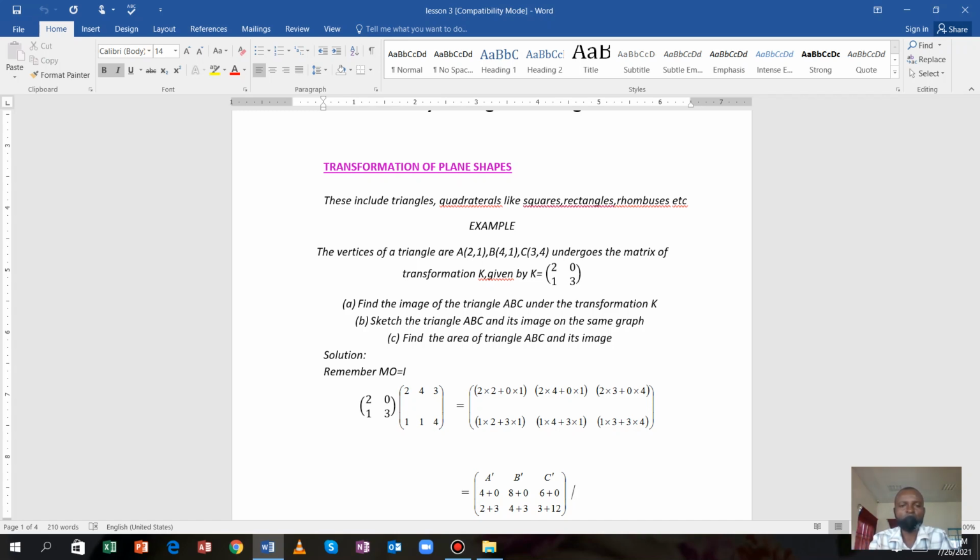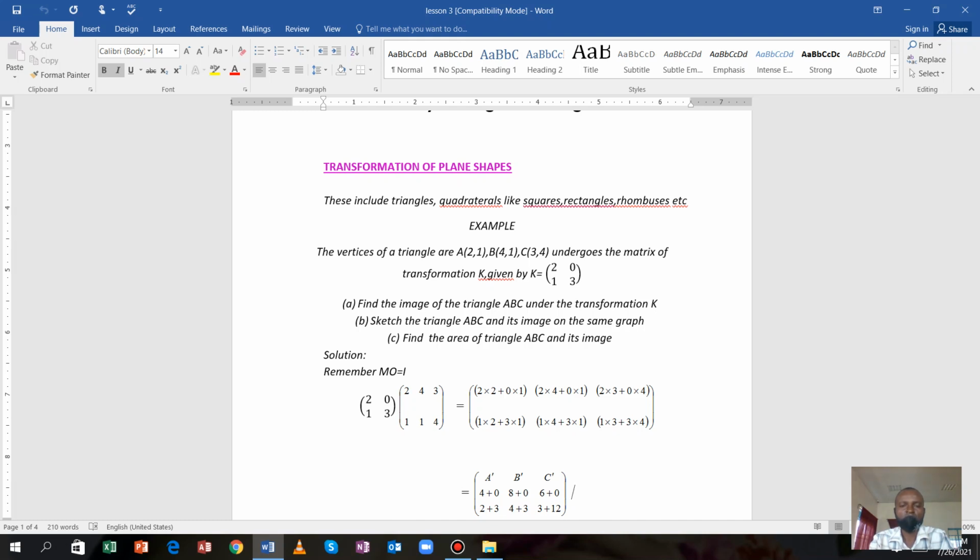Then you go to C, which is (3,4). You use the same matrix, and you are going to get an image at a time: A first, go to B, go to C. But this time I didn't work out using that. I've combined all the points of the triangle, and you can see them. (2,1), I've written it in column form, (4,1), and (3,4).